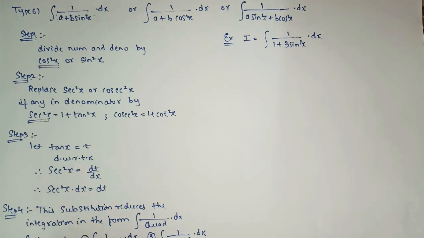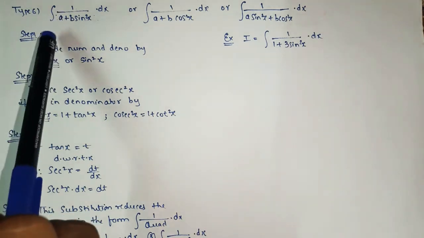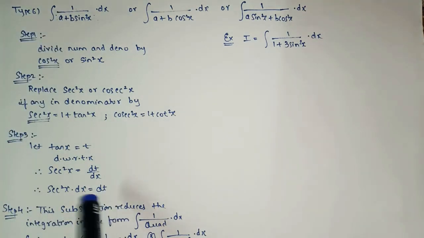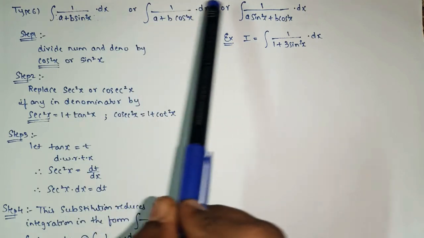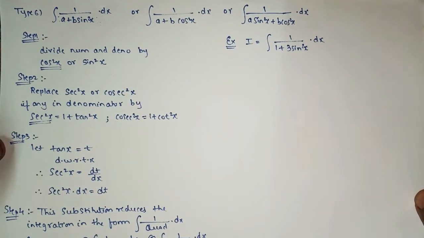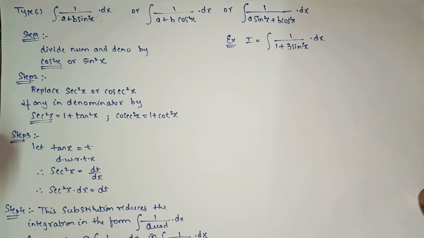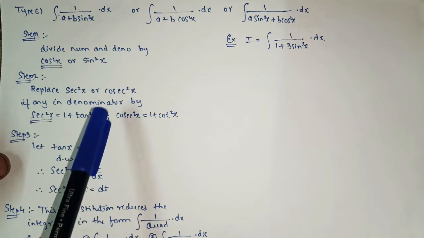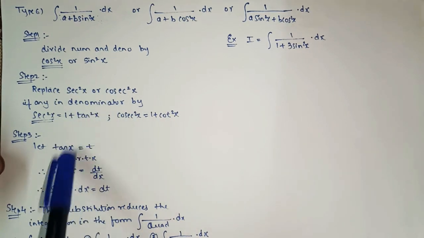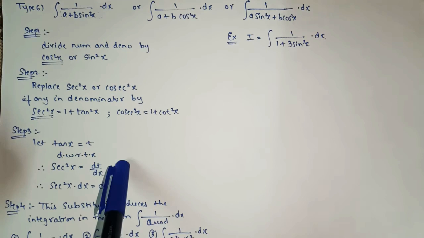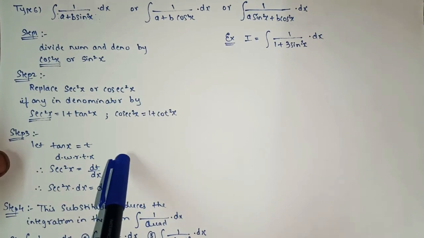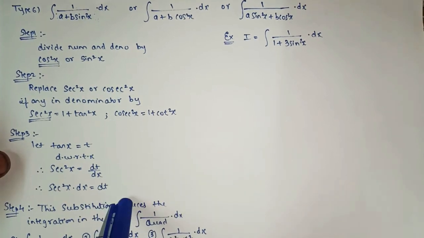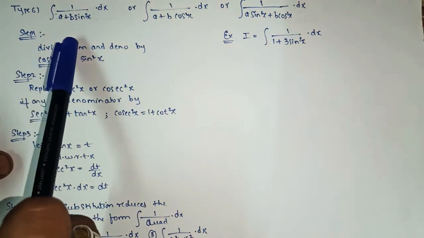Today we're going to see the next new type, which is very important from the integration chapter, that is type number 6. So here we have the format. As I told, to remember all three: type number 4 as integral 1 upon sin x cos x, type number 5 as integral 1 upon sin 2x cos 2x, and type number 6 as integral 1 upon sin square and cos square.